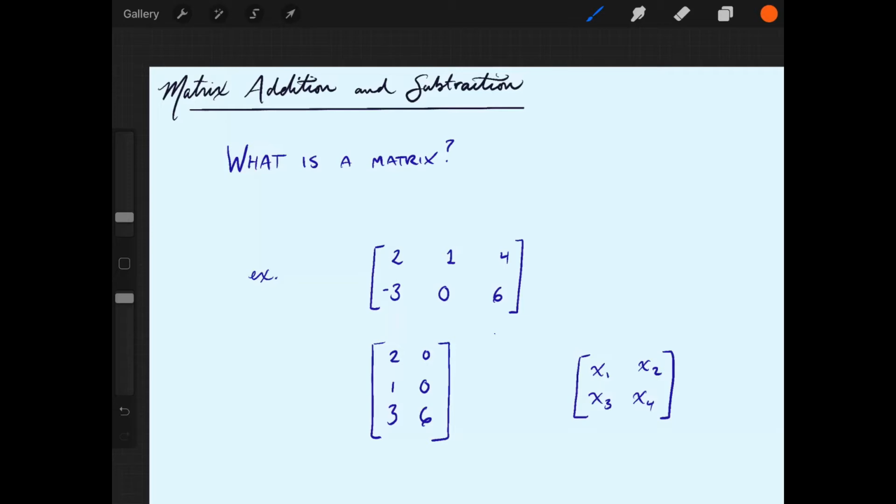Well, these objects here on the screen are examples of matrices. There are 3 examples here: example 1, example 2, and example 3. And these are 3 different matrices which have different properties and different things inside them.